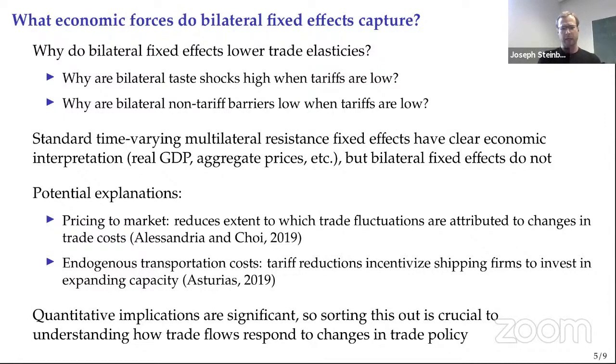that I think could help rationalize this as well. But very briefly, the quantitative implications of this are really significant. They push down trade elasticity estimates a ton. And so I think it's really important to sort out what's going on here. What kind of models do we actually need to use to understand how trade responds to changes in trade policy?